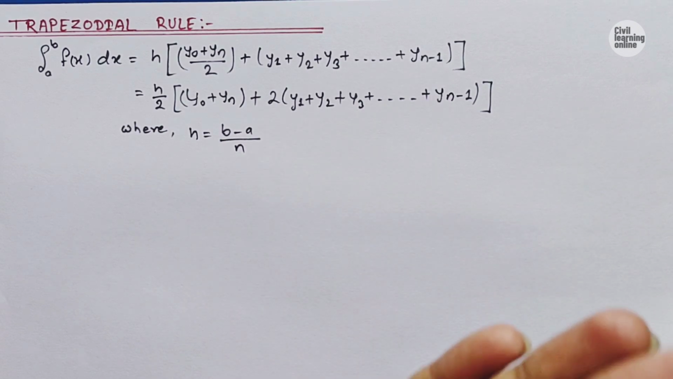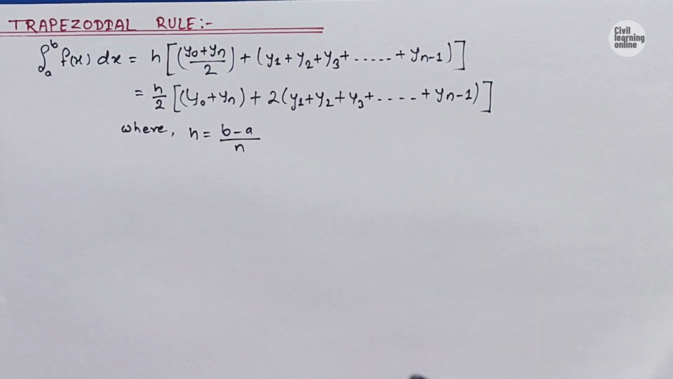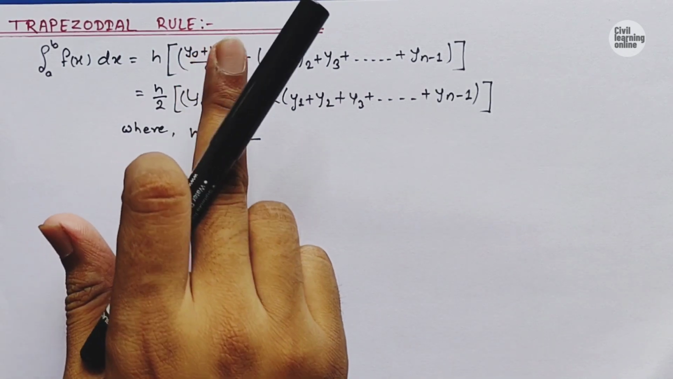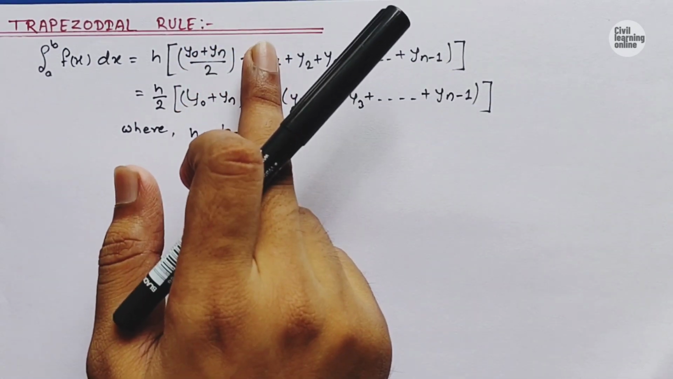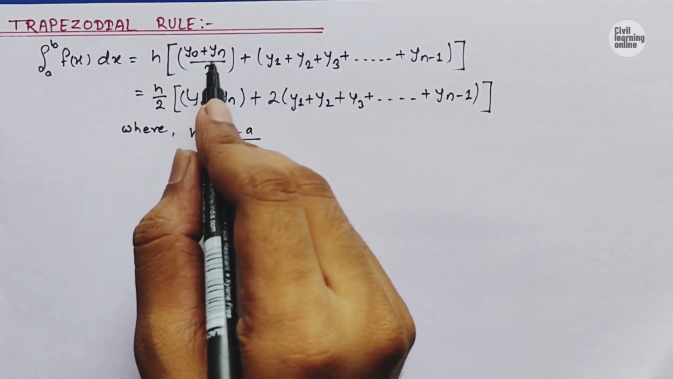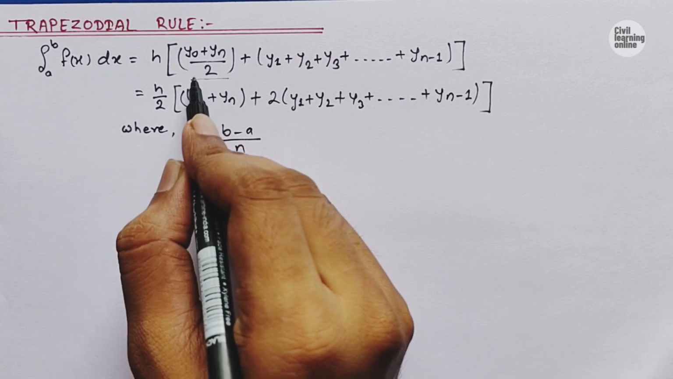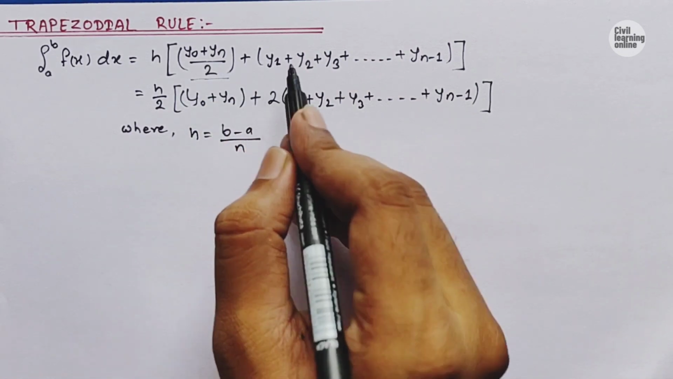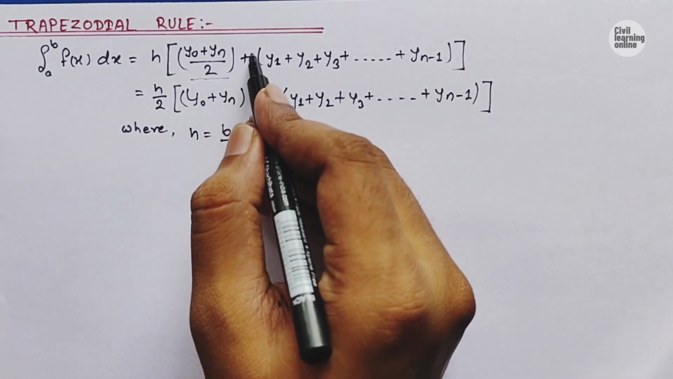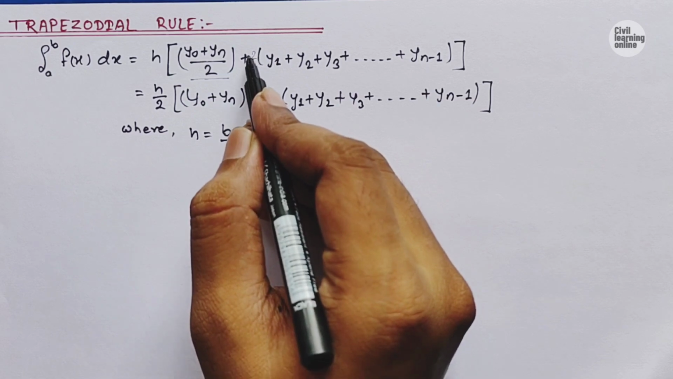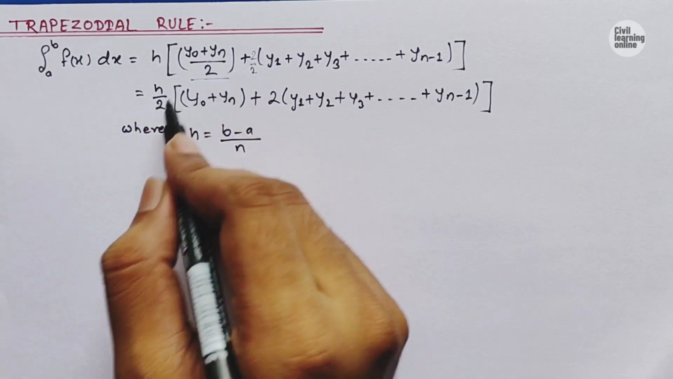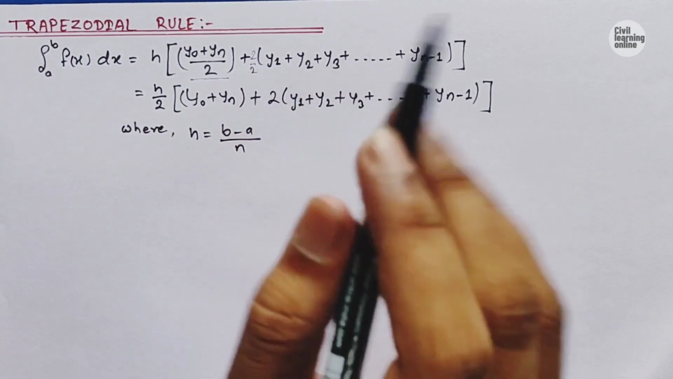You will be more clear if I solve an example based upon this formula or rule. The second line is the same formula. What we have done here is just taken the 2 common. We have two terms: the first one is y0 plus yn by 2, and the second one is y1 plus y2 plus y3 up to y(n-1). Here we need to take 2 common, so we can multiply and divide by 2. We take this lower 2 common, so we have brought it here, and the remaining 2 is here as it is.